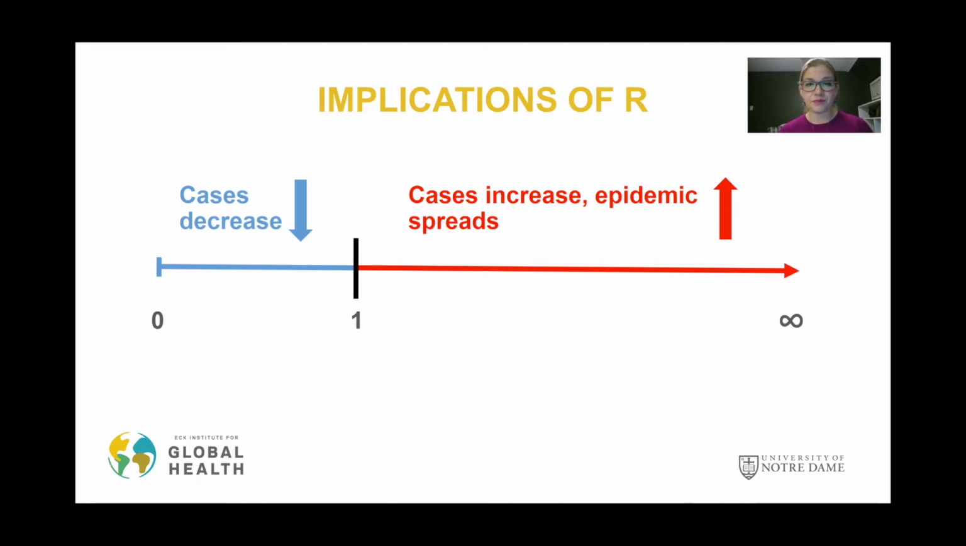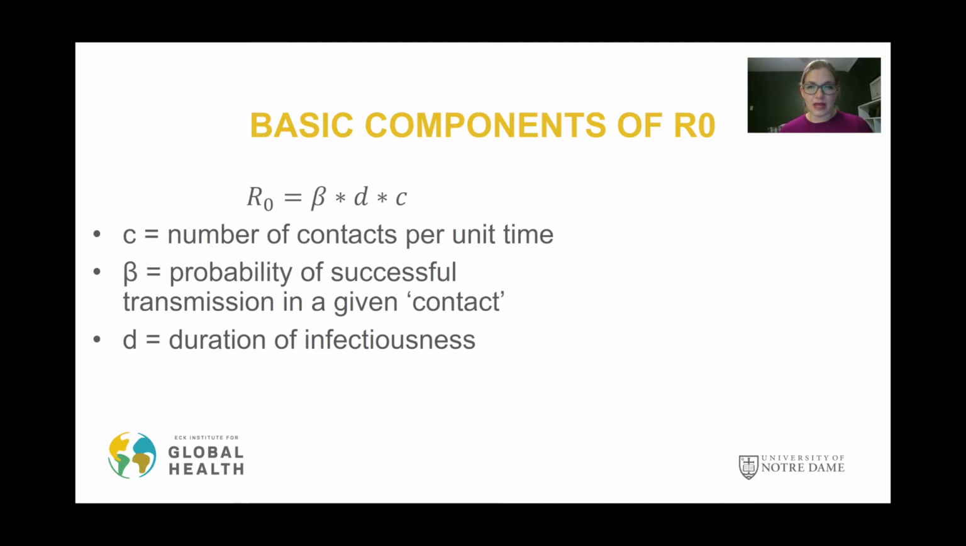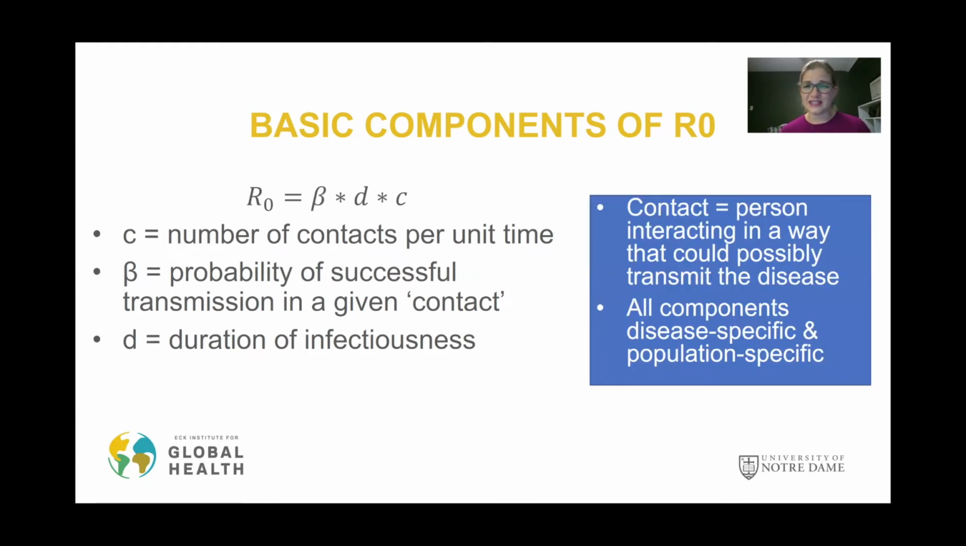So the basic components that make up this reproductive number value are C, the number of contacts per unit time, beta, which is just the probability that you're going to have transmission in a given contact, and D, the duration of infectiousness. So the equations can get a lot more complicated, but at its core, these are some of the important ideas. So a contact in this sense is any person that's interacting with our case in a way that could potentially transmit the disease. And each of these components are not just specific to a disease, but they're also specific to a population.